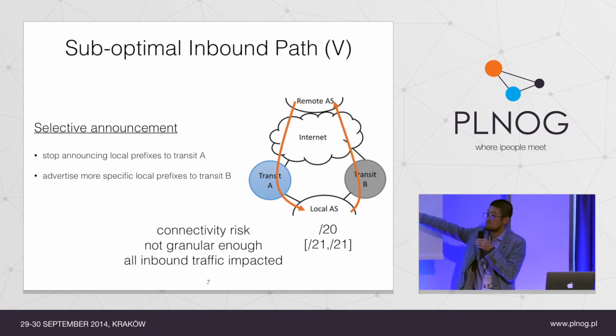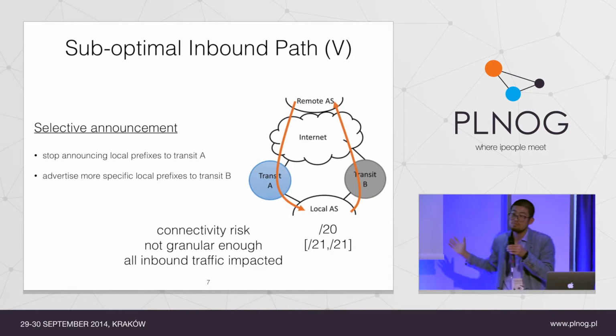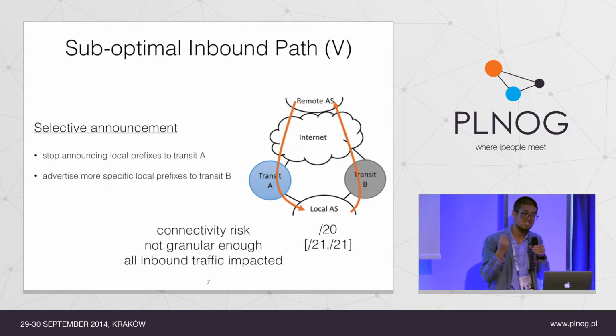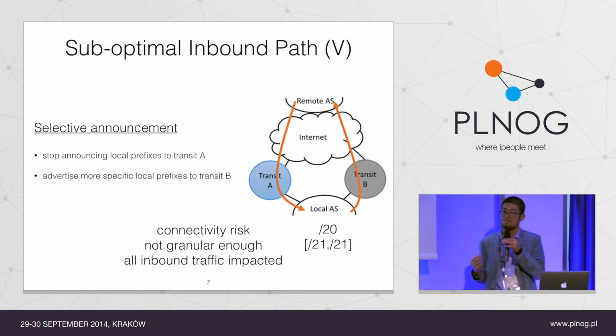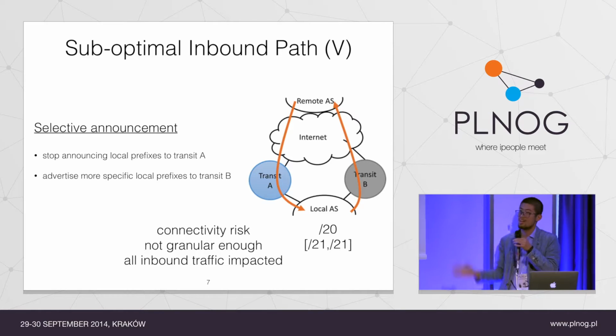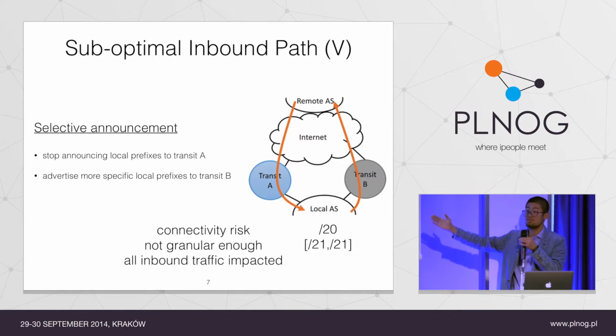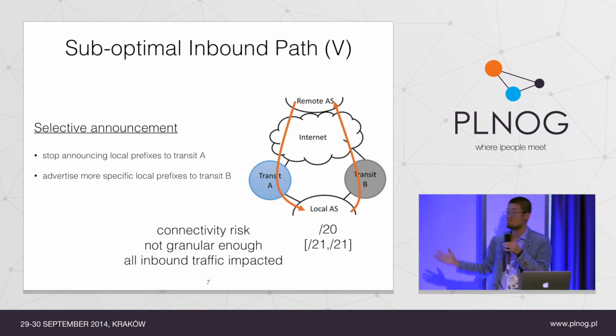That is to say, we stop using transit A, what if transit B fails? And second, it is not granular. We are talking about some suboptimal remote prefixes, not the entire group. But this method is going to touch the entire group, not granular.